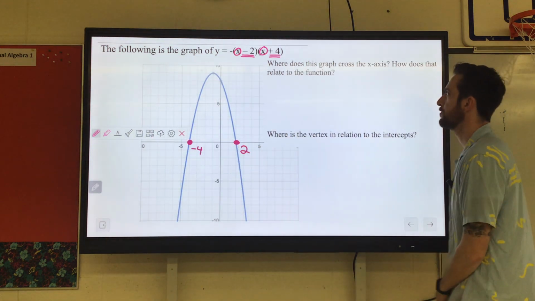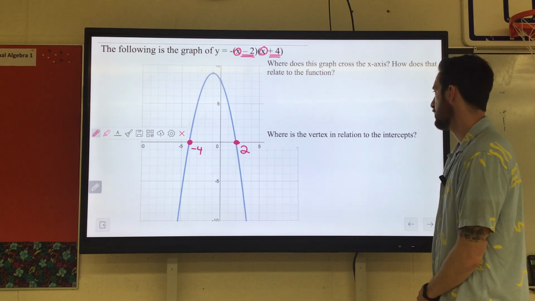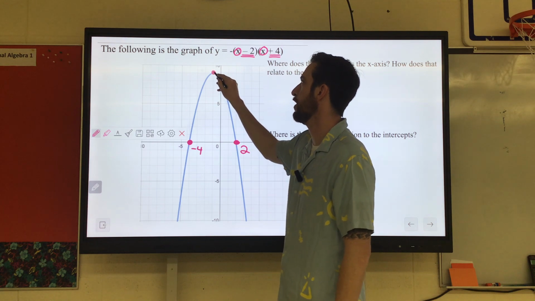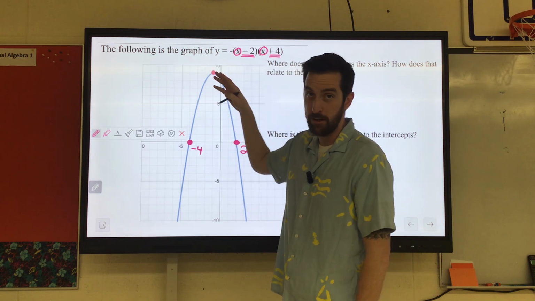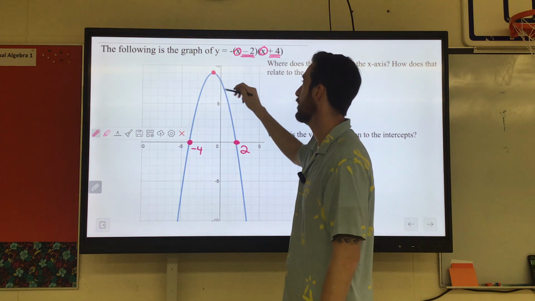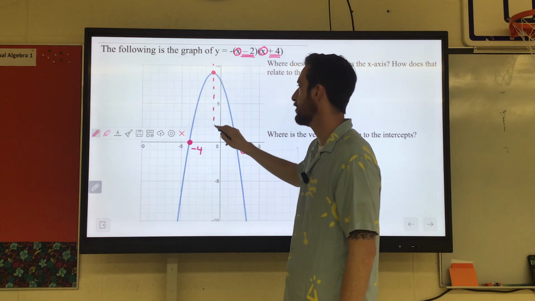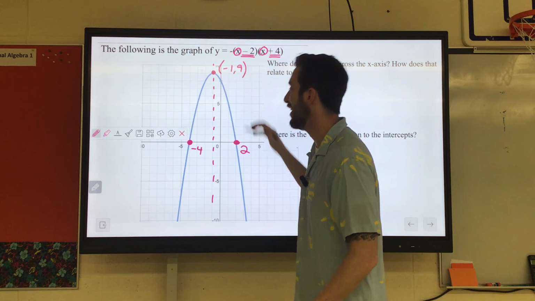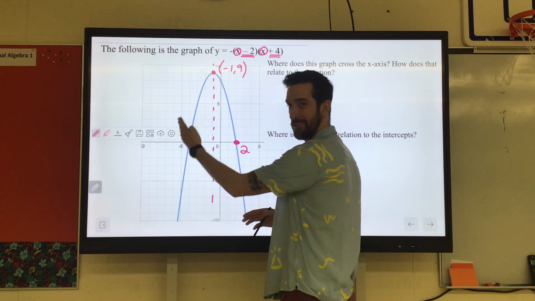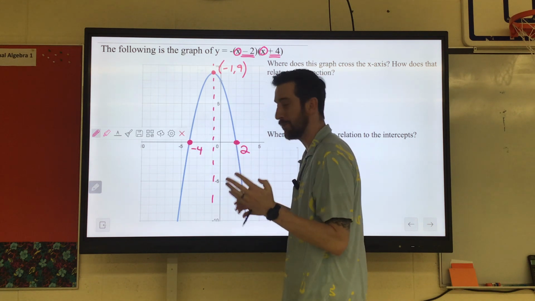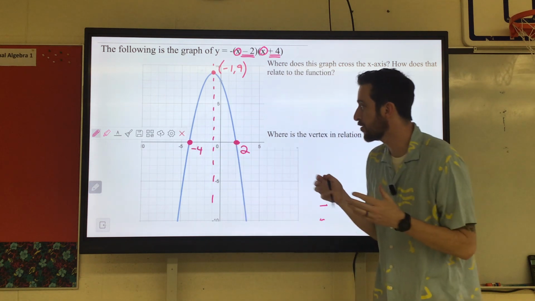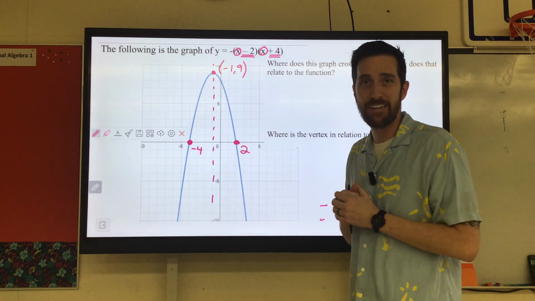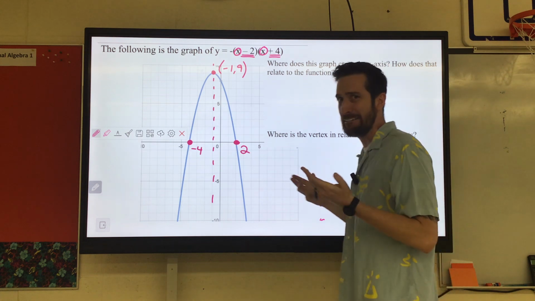Oh, interesting. Where's the vertex in relation to the intercepts? So remember, our vertex is like the top or bottom point. It is the highest point or the lowest point. In this case, it's the highest point. But if you look, that's at negative 1, 9. Now the x is right in the middle of the two intercepts, the two zeros. So there we go. The x-coordinate is right in the middle. The y, I don't know. Maybe we'll find out later how to figure out that y.